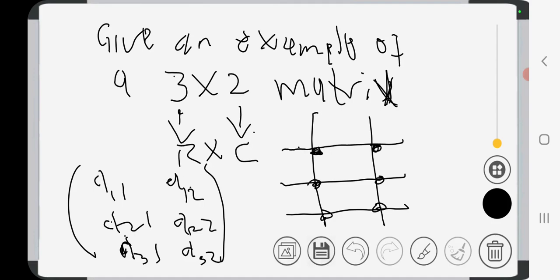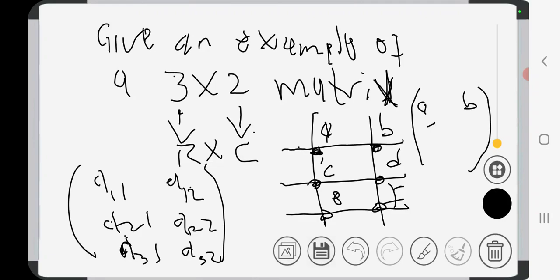So another way to write this, instead of using the elements with the address as that I've indicated, I can just use any letter. Like this one, I can write letter A, B, C, D, E, and F, and write the matrix in this format: A, B, C, D, E, F. That is an example of a 3 by 2 matrix.